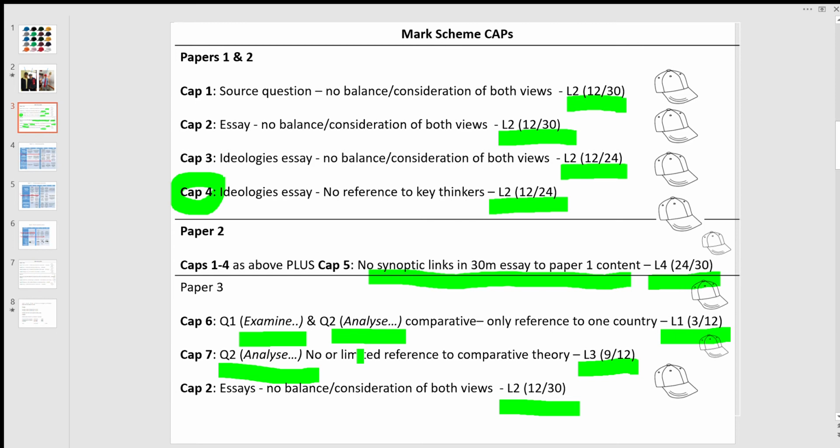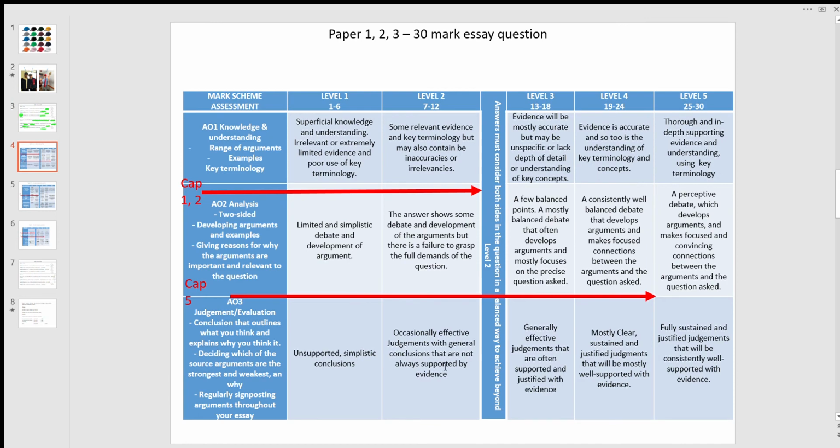So what might that look like on a mark scheme, these caps? Well, here's your mark scheme for the 30 mark essays. So cap 1 and 2. If you've no balance, you're going to get capped here at level 2. And again, our 3 assessment objectives: knowledge, analysis, and judgment, and they're each worth 3. So cap 1 and 2 is 24, and cap 5 is on paper 2: if you don't make reference to the elements in paper 1, you're going to get capped at level 4.